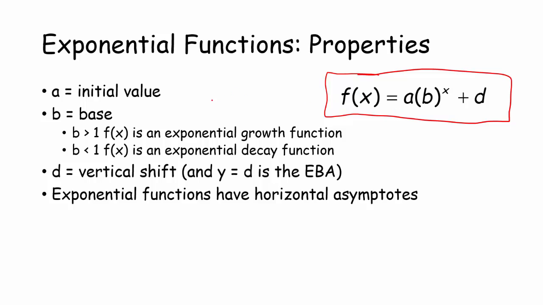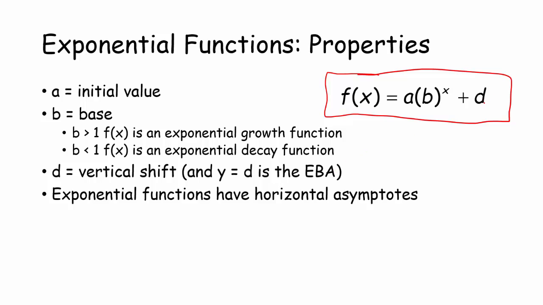So a, I usually call the initial value, because that's the value of this exponential part of the function when x is 0, before you apply any vertical shifts to the function. B is the base value. That normally helps us to determine if the function happens to be exponential growth or decay.